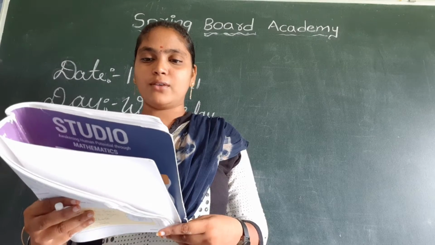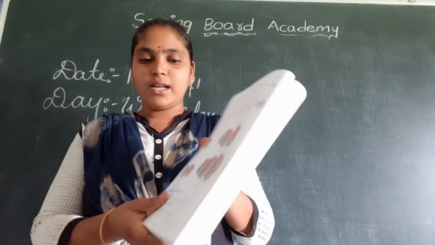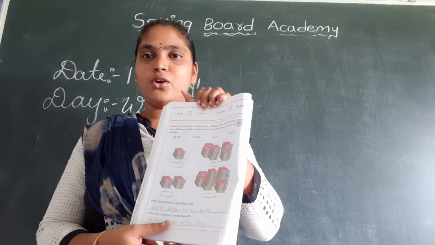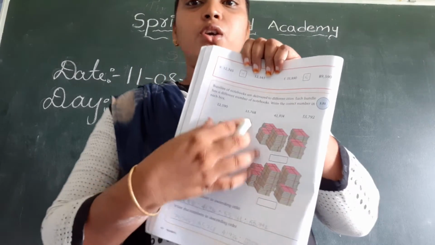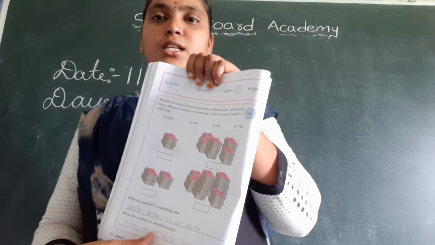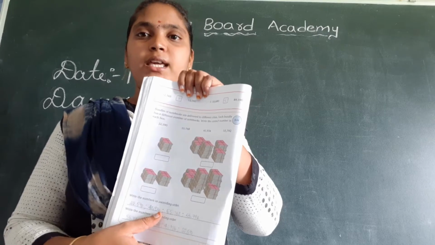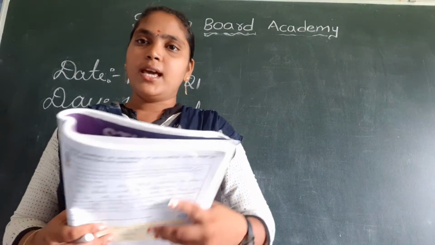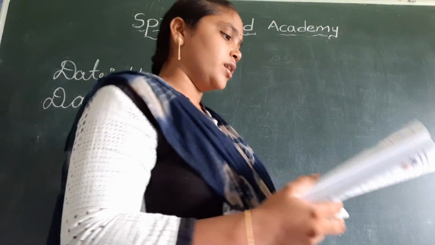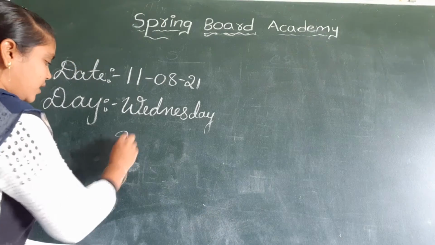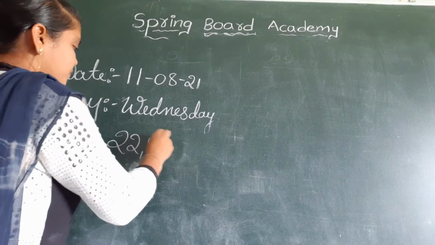Okay, here what you have to do children? Here you are given numbers to write in ascending order and descending order. So don't write any numbers in these boxes, just leave them. Here you have to write the numbers in ascending order and descending order. So first, what are the numbers given here? Read them first.